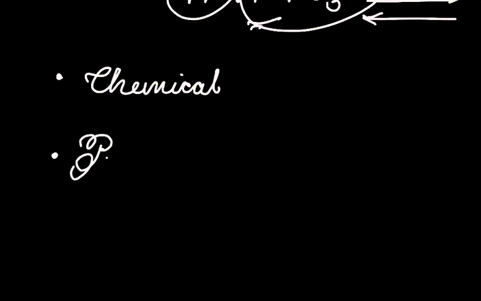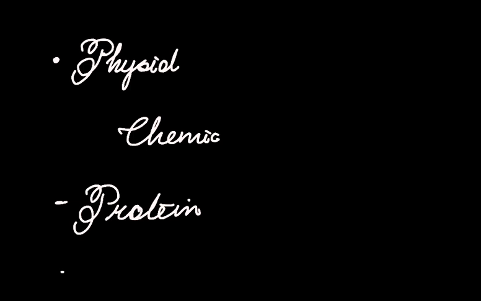Now, whenever we talk about the buffer, we divide the buffer into two parts. One is considered to be the chemical buffer and another is considered to be the physiological buffer. Now, let's talk about the chemical buffer. In chemical buffer, first of all, we have proteins. In proteins, we have two major ones. One is hemoglobin and another is amino acid.